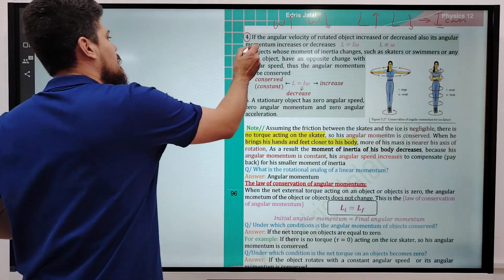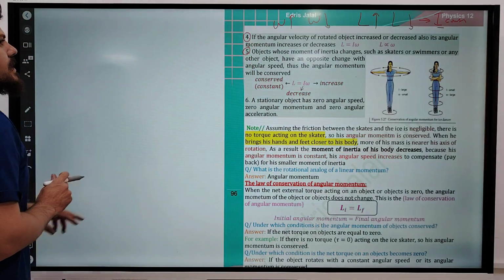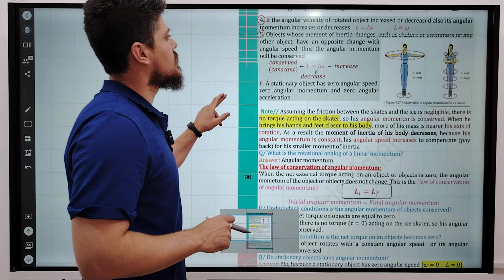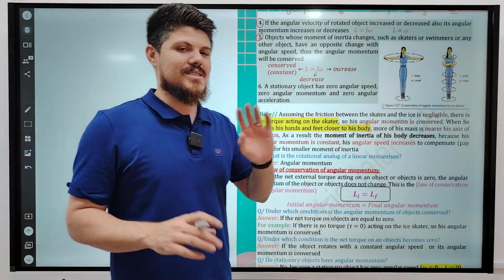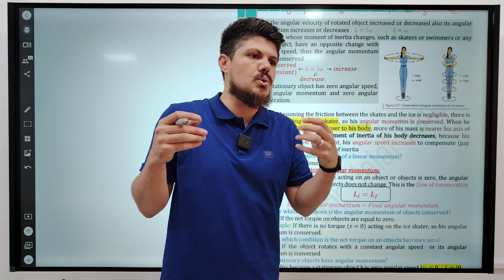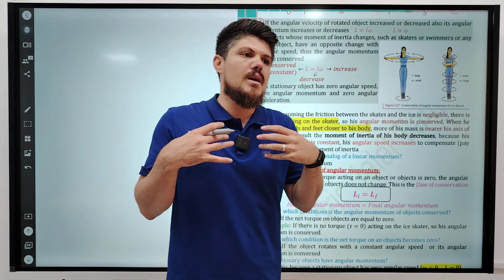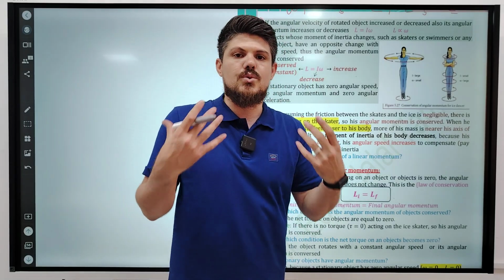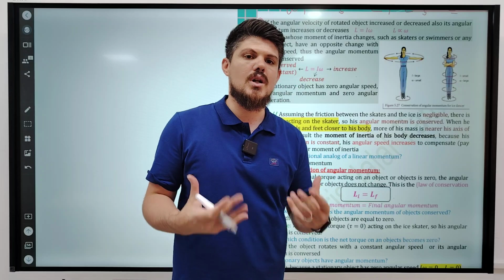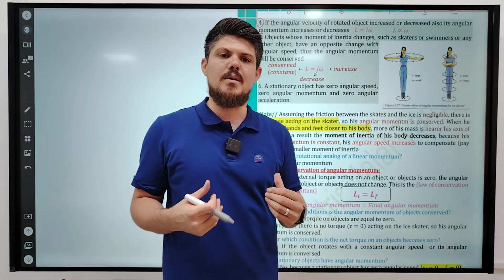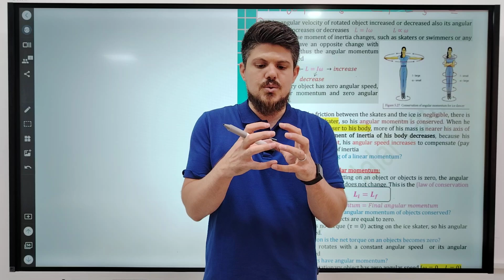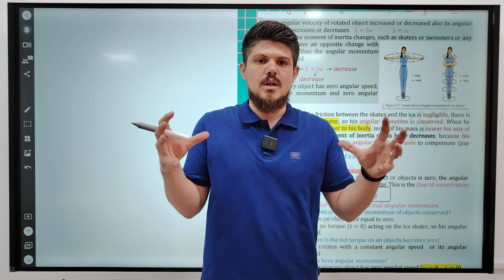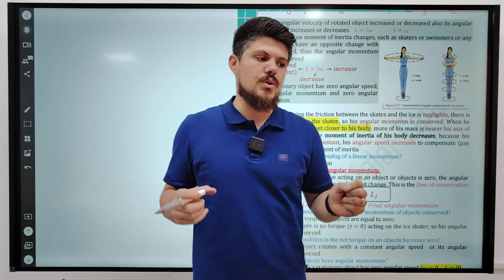Okay. Note number 5. Listen carefully, please. Pay attention. It is very important. Objects whose moment of inertia changes. What do you mean by an object whose moment of inertia changes? It means that this object is not rigid. Okay, a non-rigid object, a flexible object. What do you mean by a flexible object? Like some object that, during rotating, its shape changes, its radius decreases or increases.